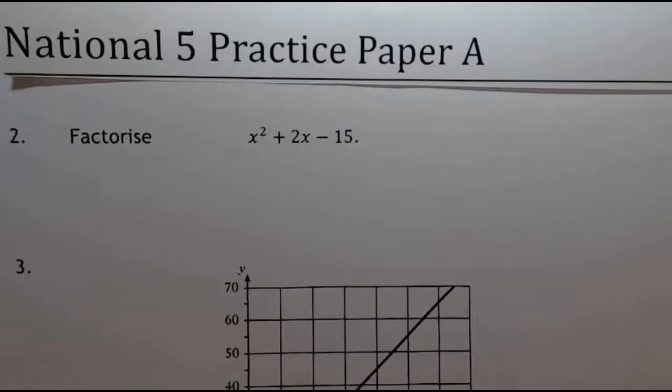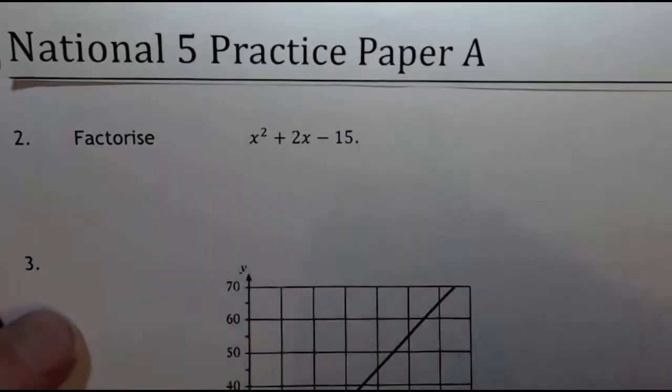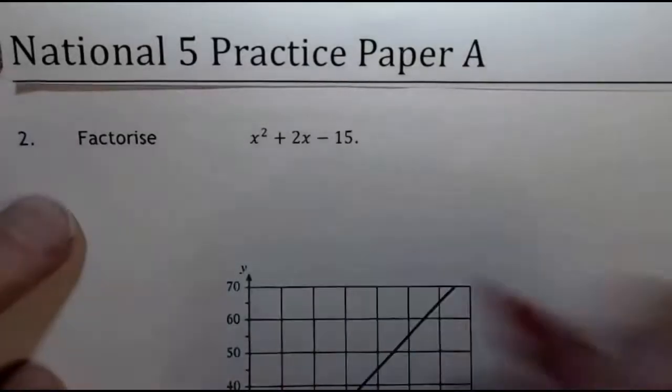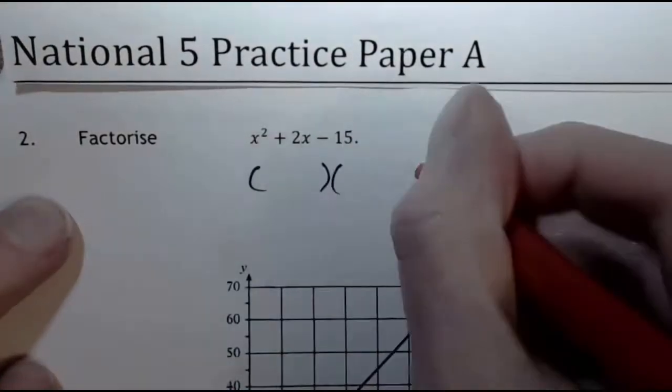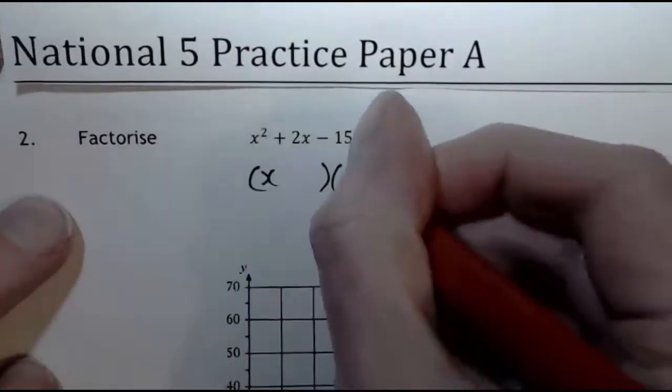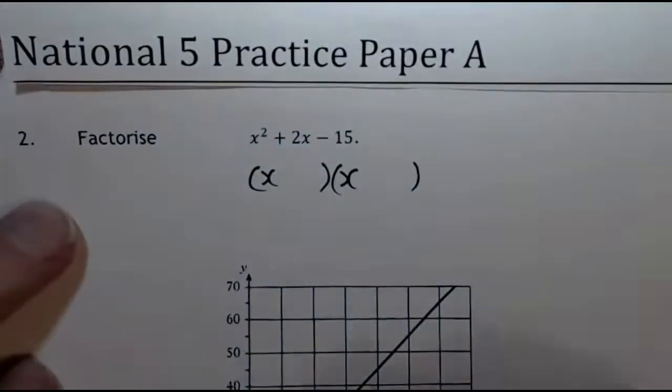Right, so here's question 2 in the practice paper. It's just about factorising this equation. So what we've got is you have two sets of brackets, and we're looking at having x at the start of both. So obviously we've got x times x gives you your x squared.